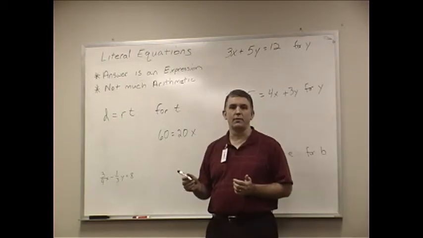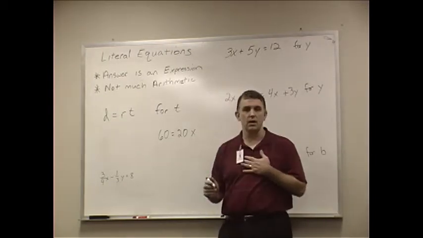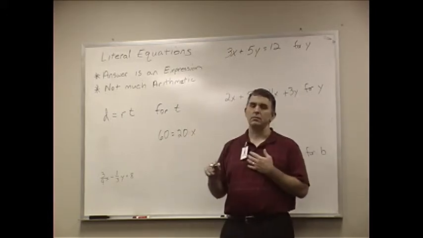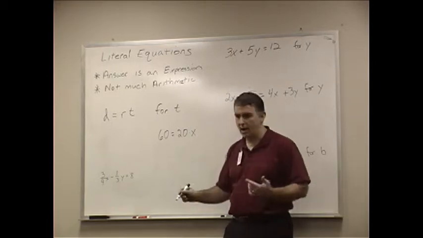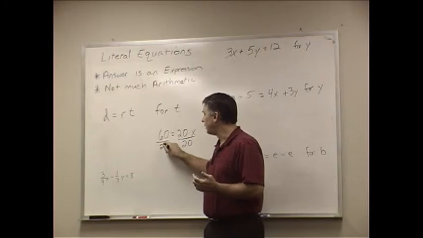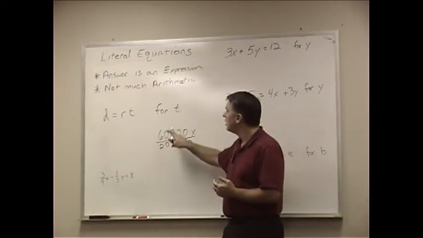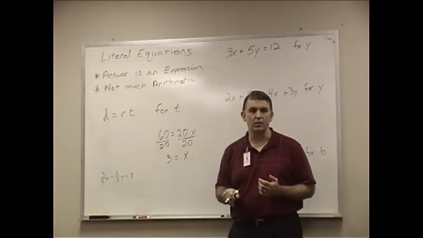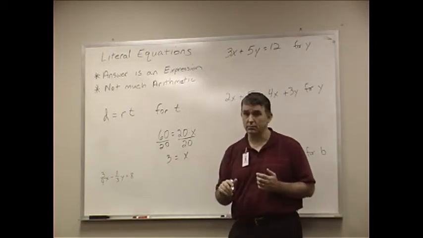If we had to solve this one, many of you would look at me and you'd say, well, that's easy. We want to get the x by itself. The 20 is being multiplied times the x. So we're going to do the opposite to both sides. We're going to divide both sides by 20. 60 divided by 20 is 3. And you would tell me that x equals 3, or 3 equals x.